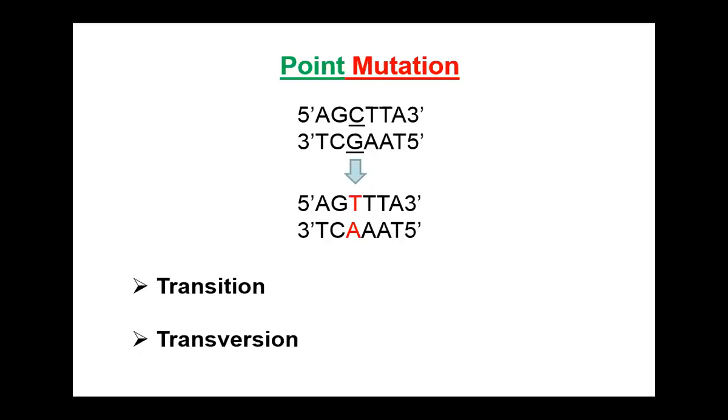Whereas a transversion is another type of point mutation, except here it's when a pyrimidine is replaced with a purine, or vice versa. Okay, so a pyrimidine gets replaced by a purine, or a purine gets replaced by a pyrimidine. So with point mutations, we have transitions and we have transversions.